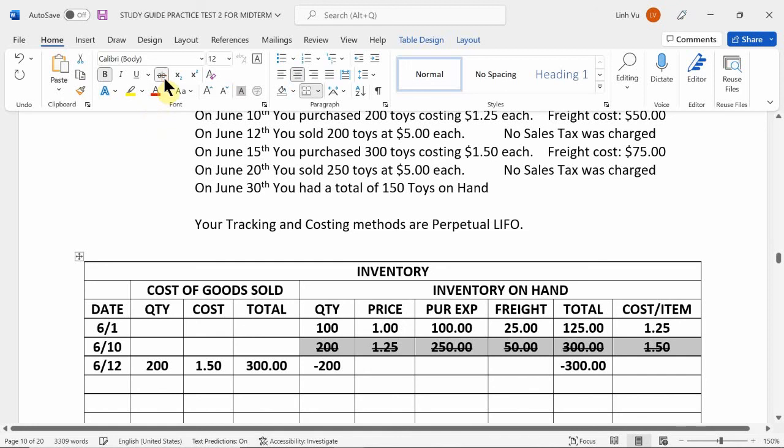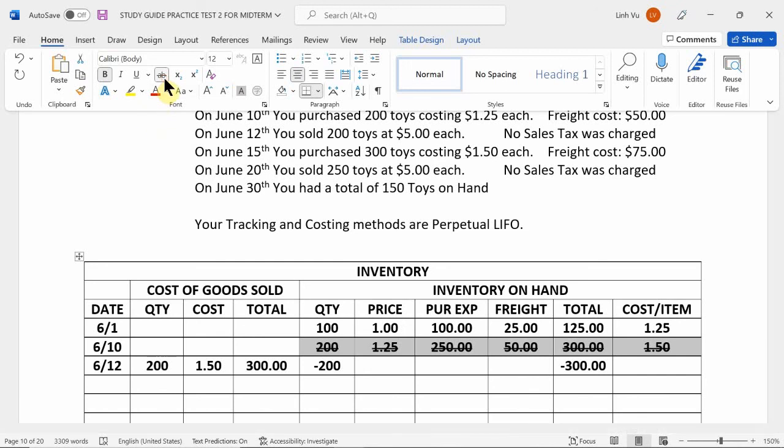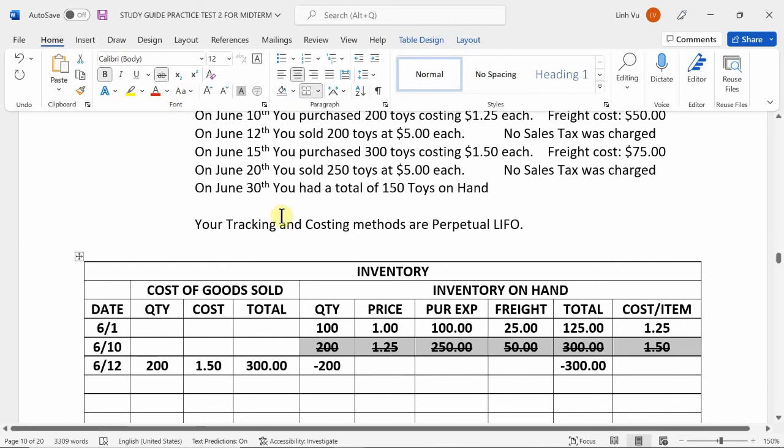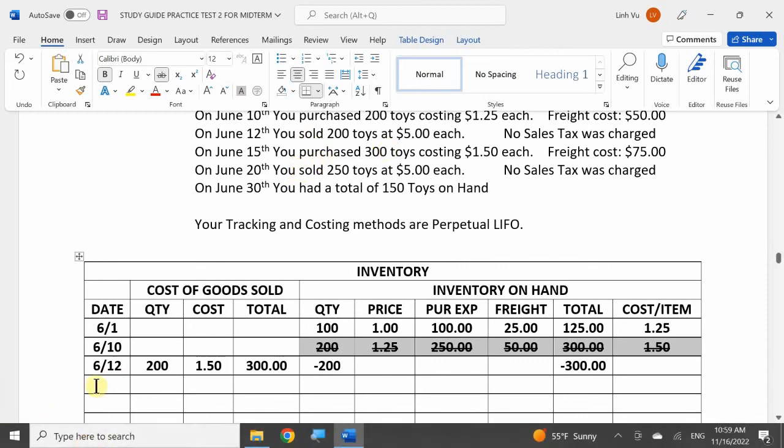Oh, sorry. I was supposed to hit the top one up here. Okay? So that means I only have that 100 units left. But in this case, on June 15, you end up purchasing your 300 units.